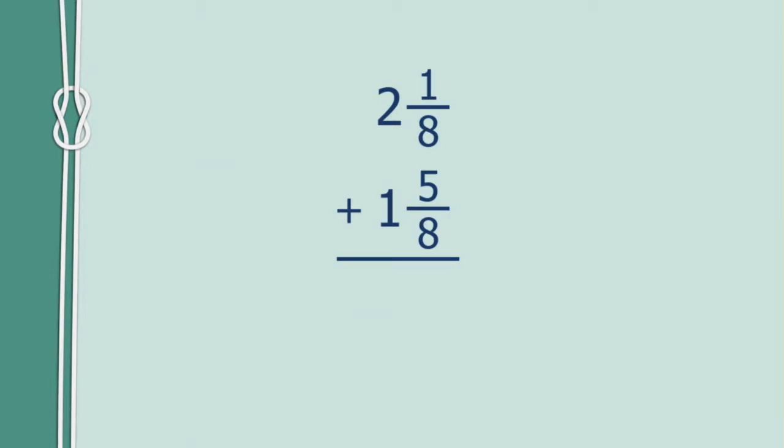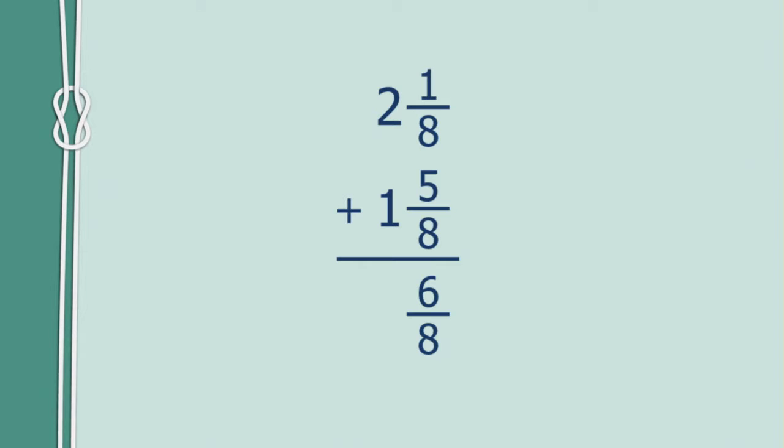All right, time to add. We are adding mixed numbers. What's a mixed number? A mixed number is a whole number and a fraction. So when adding, we always start with the smallest unit or the place with the least value. So we're going to start with the fraction. 1/8 plus 5/8 is 6/8.